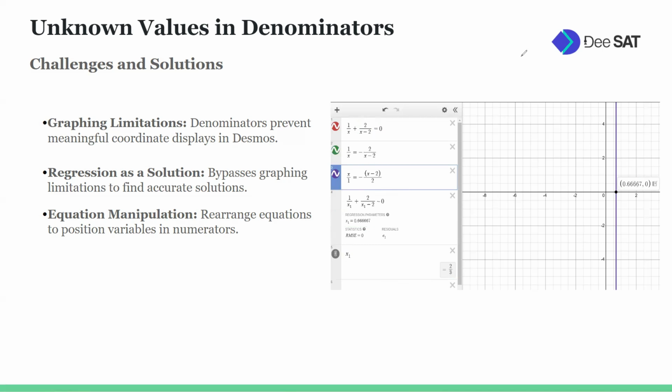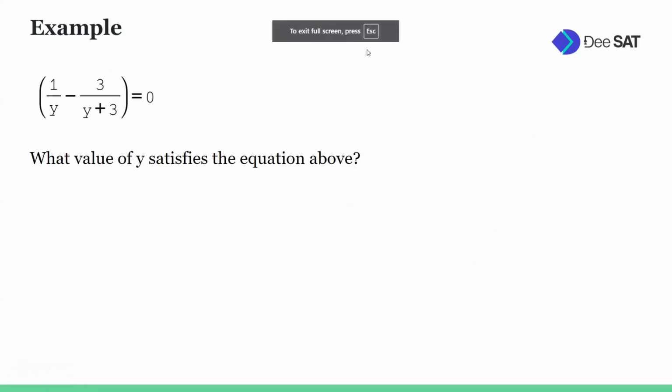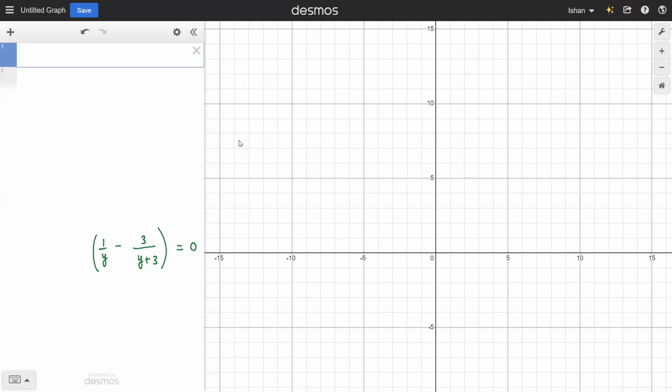By using these techniques, you can solve complex equations involving denominators efficiently and accurately, whether through direct regression or by manipulating the equation to work around graphical challenges. Let's solve this example. It says 1/y minus 3/(y+3) is equivalent to 0. What value of y satisfies the equation above? I can use the regression directly, or I can use the graphical way.